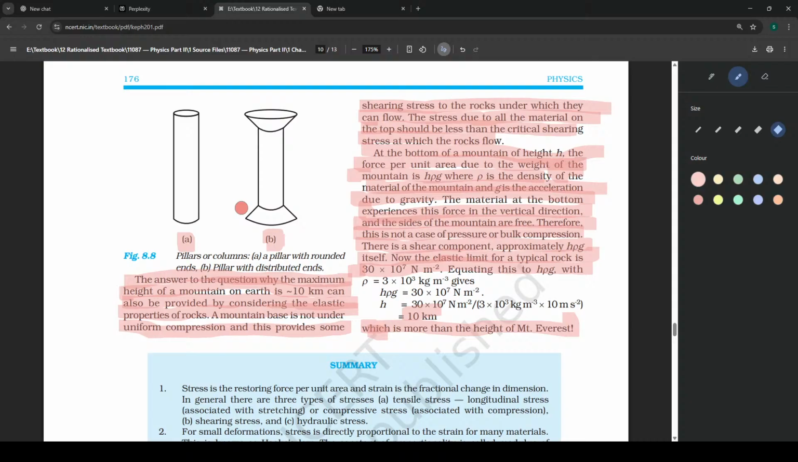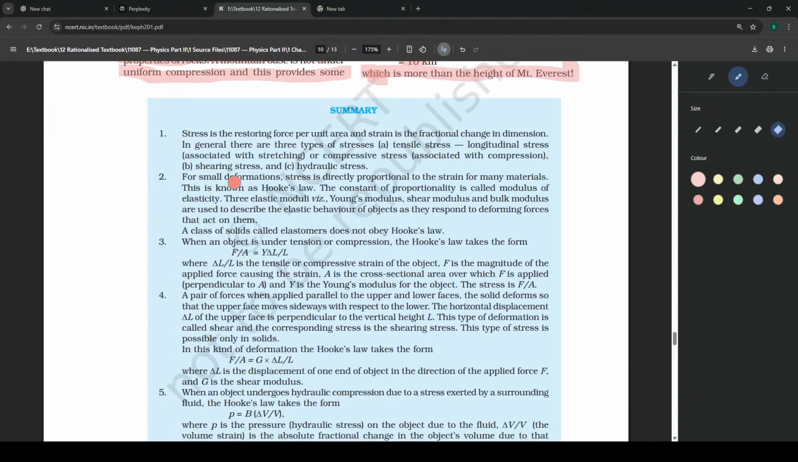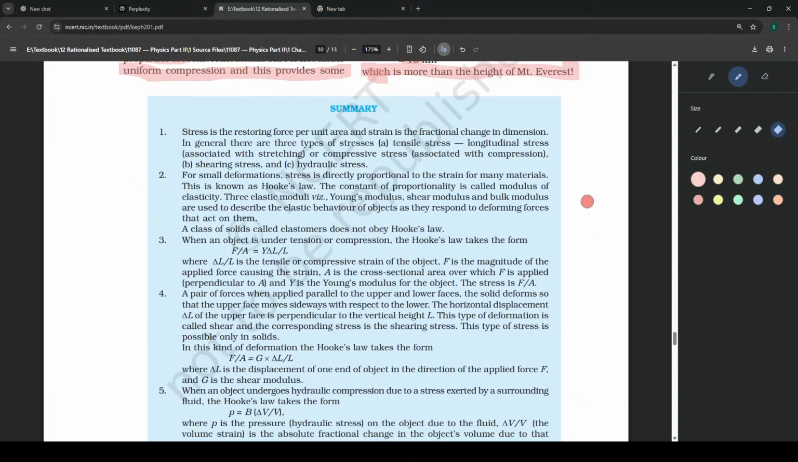Okay, let's see the summary. Stress is the restoring force per unit area, and strain is the fractional change in dimension. In general, there are three types of stresses: tensile stress, a longitudinal stress associated with stretching, or compressive stress associated with compression; shearing stress; and hydraulic stress.